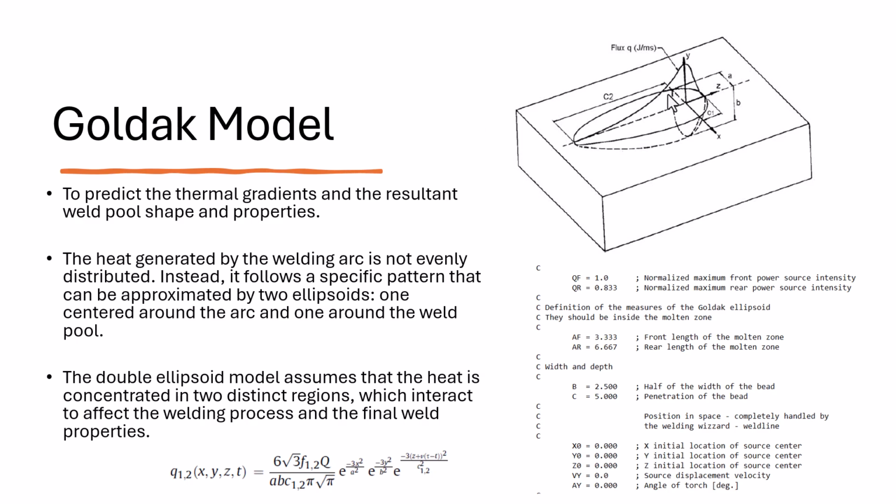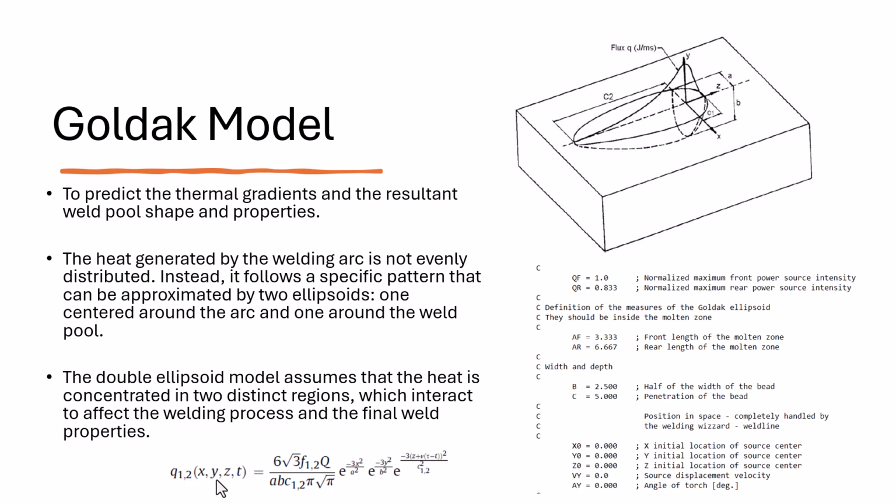This model consists of two ellipsoids, one front and one rear, and this front ellipsoid is going to create the heat, and the rear one is going to maintain the heat inside the weld pool.